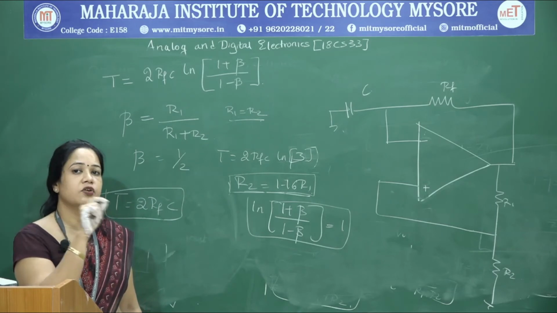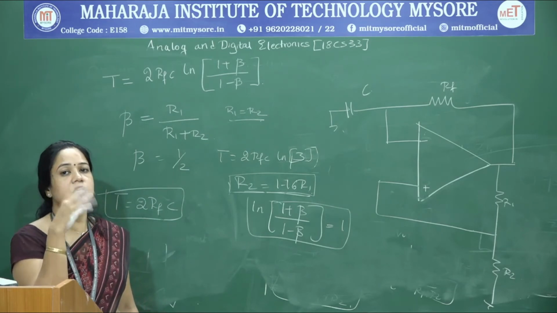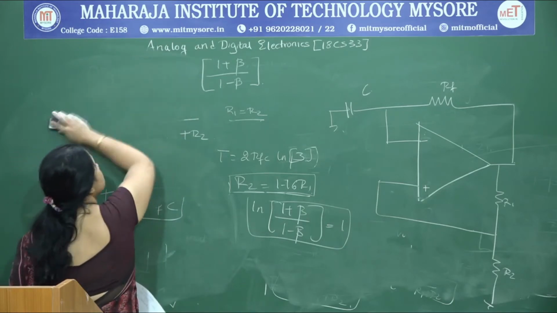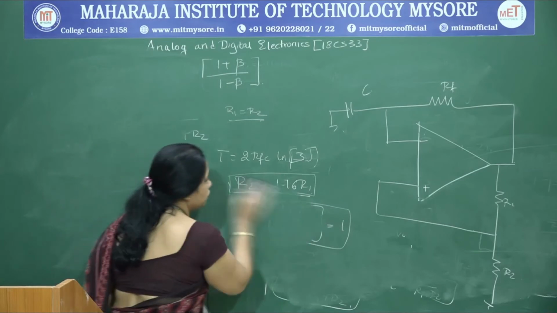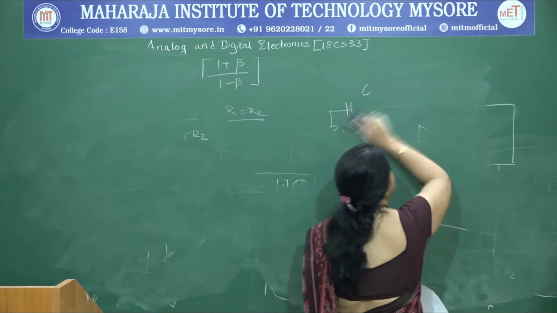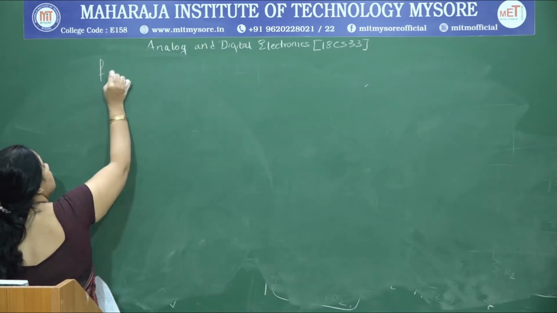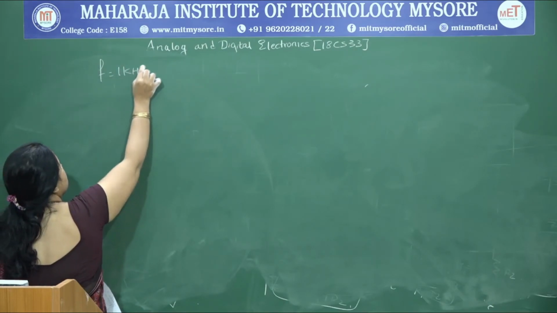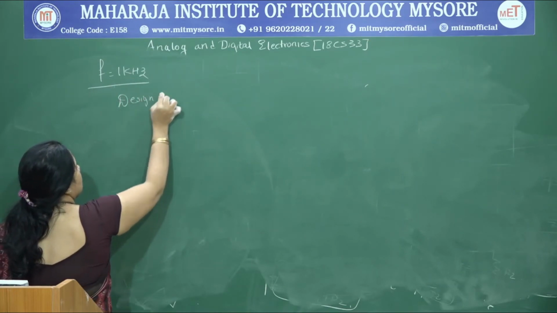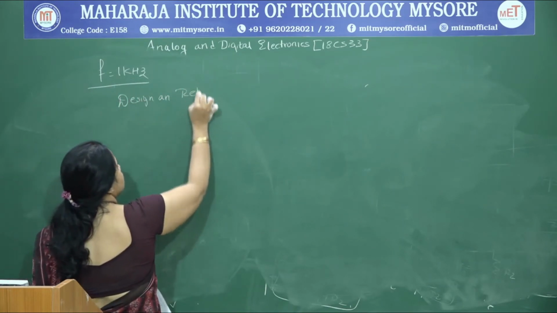Now, we will quickly take up a small problem on this and try to design a relaxation oscillator for a given frequency. Say you are asked to design a relaxation oscillator to produce oscillations of frequency 1 kilohertz. So, you are given f is equal to 1 kilohertz, and you are supposed to design a relaxation oscillator.